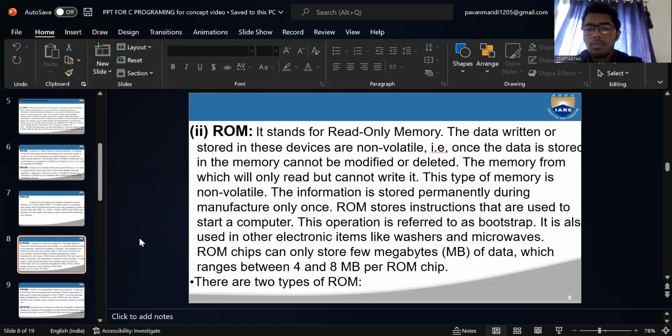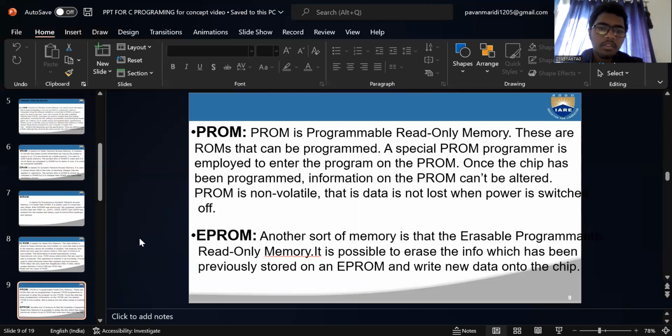There are two types of ROM. PROM is programmable read-only memory. These are ROMs that can be programmed. A special PROM programmer is employed to enter the program into the PROM. Once the chip has been programmed, the information of the PROM cannot be altered. PROM is non-volatile, that is, data is not lost when power is switched off.